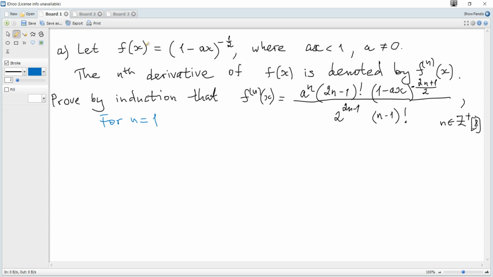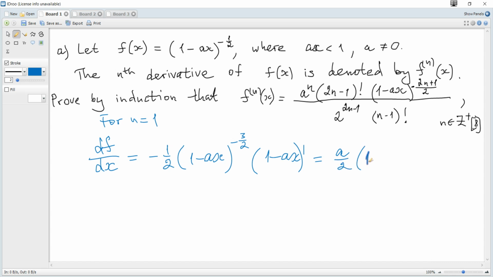And the first derivative of the function, df over dx, is equal to what? We can see that it's something to some power, and we should apply what? Chain rule. We apply the same rule as for x to the power negative a half, and it becomes negative a half, this 1 minus ax to the power negative a half minus 1, which is negative 3 over 2, and multiplied by the 1 minus ax derivative, which is what? Just negative a. So finally it's a over 2, 1 minus ax to the power of negative 3 over 2.